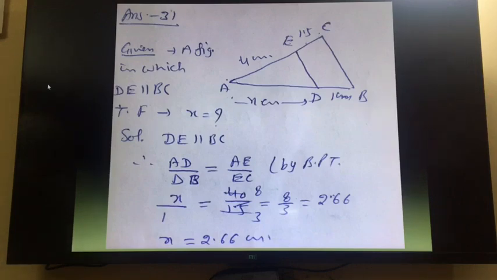So I hope you may be understanding now. First, because all the questions are of the same type and based on the same theorem, either BPT or a result of BPT.